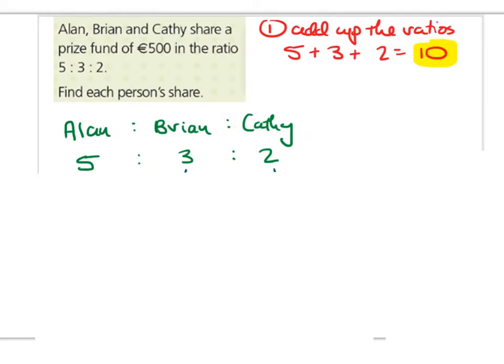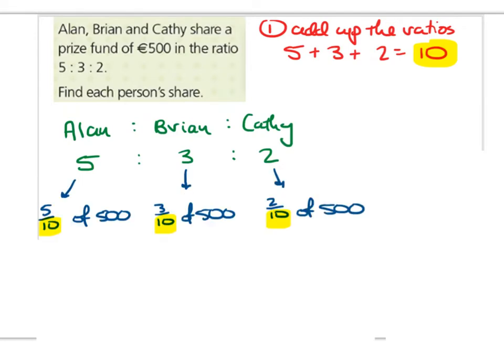So that means Alan gets 5/10 of the whole amount. So Alan gets 5/10 of €500. Brian's ratio is 3, so Brian gets 3/10 of €500. And Kathy's ratio is 2, so she gets 2/10 of €500. Remember the 10, the denominator, came from up here where we added up the ratios. Of in maths means multiply.